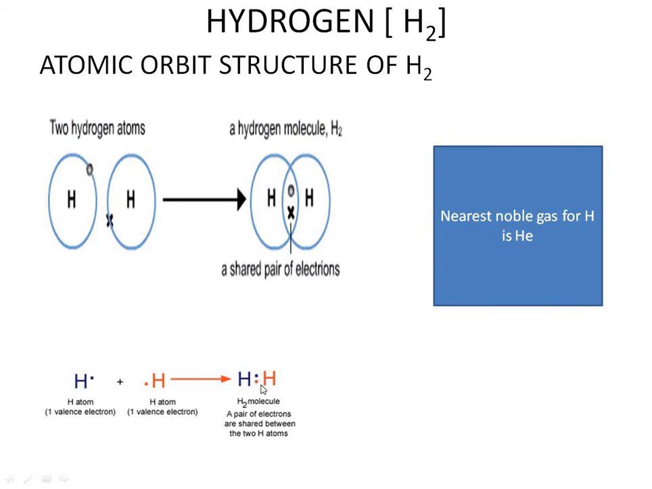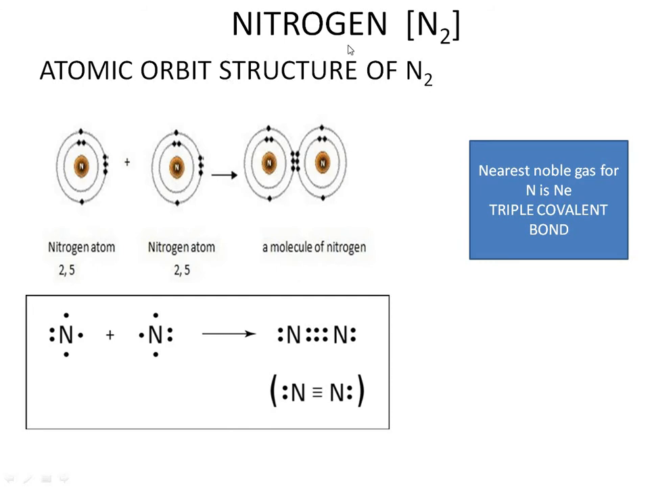So this is a pair of electrons. A pair of electrons means 2 electrons are there, which are shared between 2 hydrogen atoms. Now we'll see one more example, nitrogen. Nitrogen N2, you know the structure.